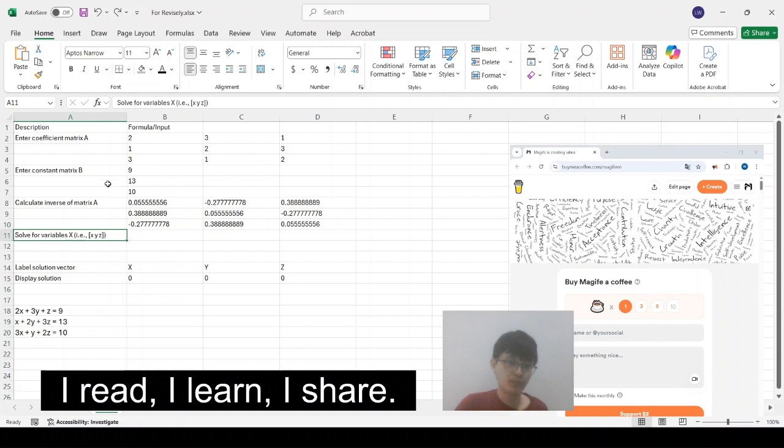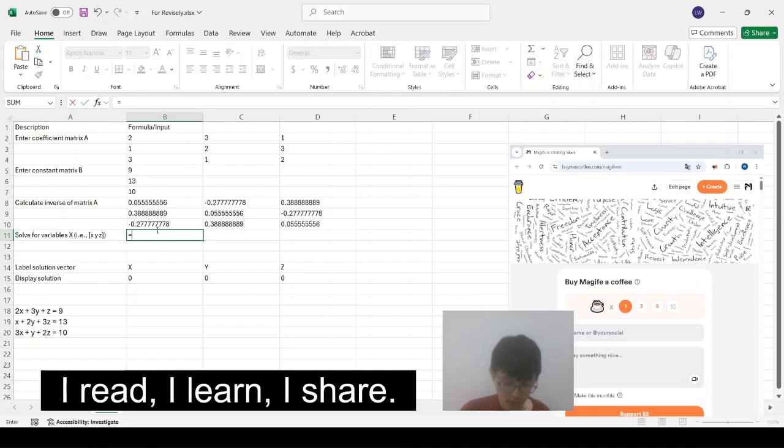So now we need to find the variable x. Variable x is in the form of the matrix of x, y, z. So we use another function, what we call matrix multiplication, MMULT. Array 1 is the constant, comma, array 2 is the inverse of the matrix.